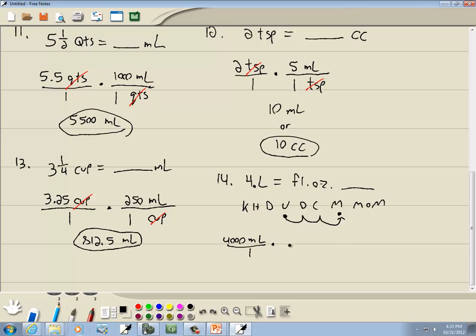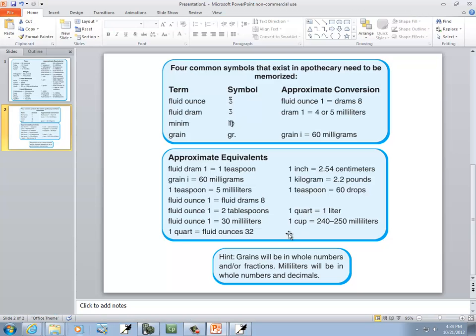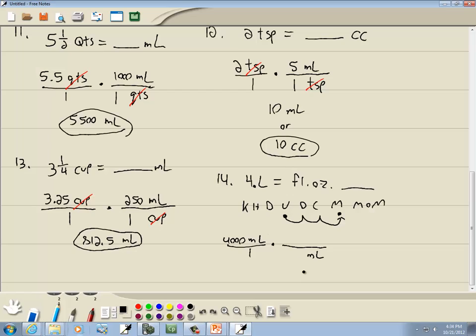Okay, now let's go find, and again, that's milliliters up here, that's milliliters down here. Let's go find some kind of tie between milliliters and fluid ounces. Well, 30 milliliters is 1 fluid ounce. So 30 milliliters is 1 fluid ounce. Okay, so the milliliters cancel there.